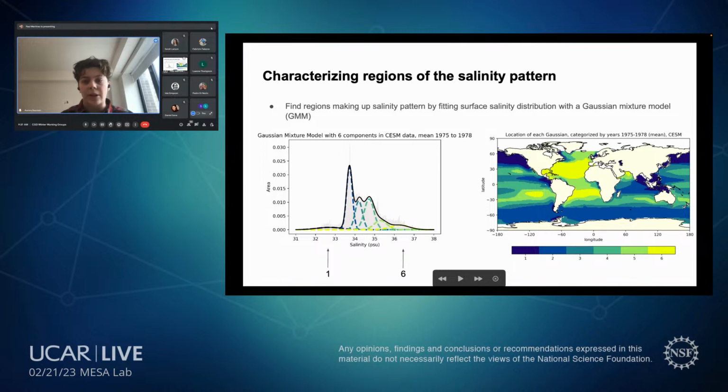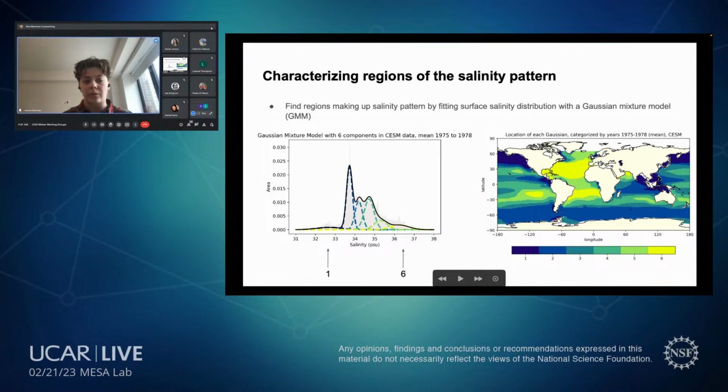So the first step that we took in this methodology was trying to characterize the salinity pattern into distinct regions. The idea was that if we broke up the salinity pattern, then we can talk about how the salinity pattern is changing in terms of trends in time in a couple of regions. On the left in light gray is the surface salinity distribution. And then on top of it, we fit a Gaussian mixture model with 6 mixtures.